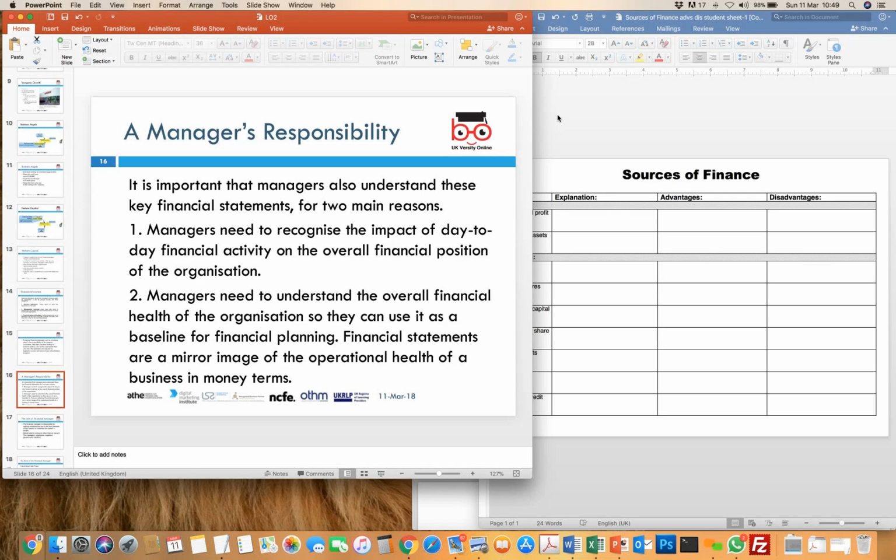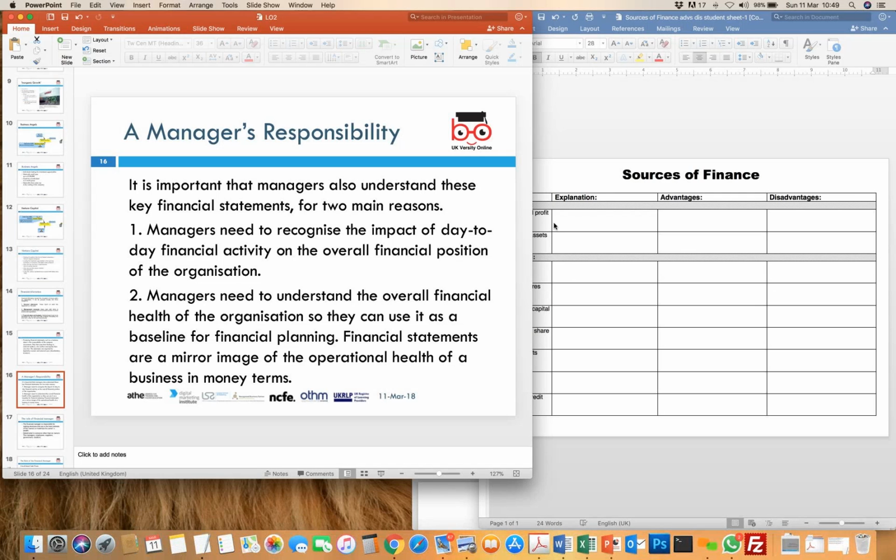And that would then tend to give them something called projected statements for the business. And that also is something which most accountants and finance managers do within the organization.